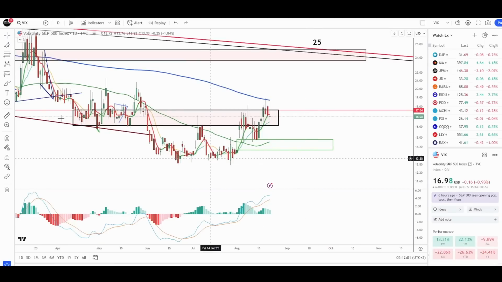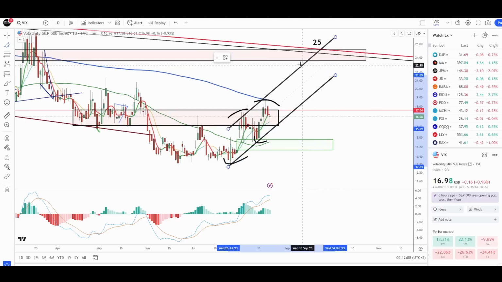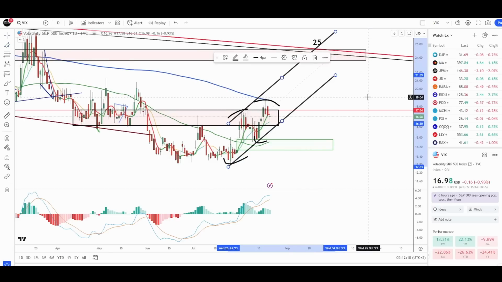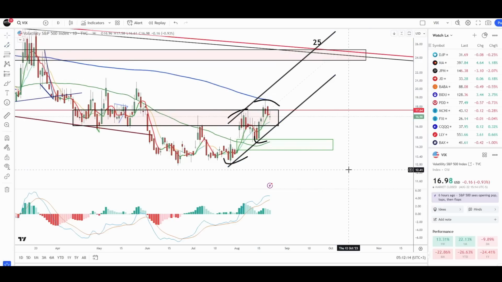Let's take a look at the VIX very quickly. The VIX is still making higher lows and higher highs. It is still in an uptrend. And as long as the VIX is trending up, the market remains in a heightened risk state. So we have to be very cautious.